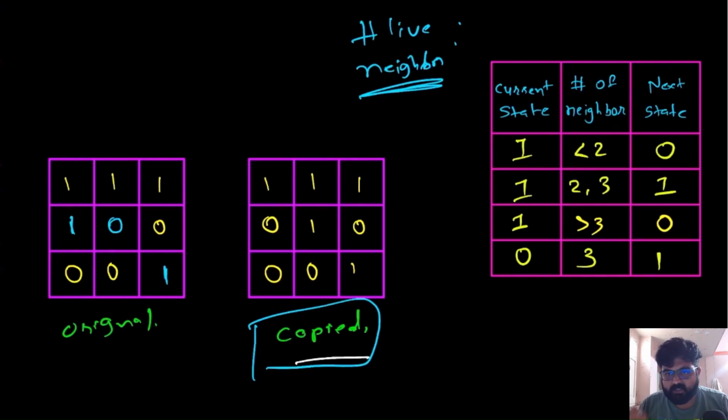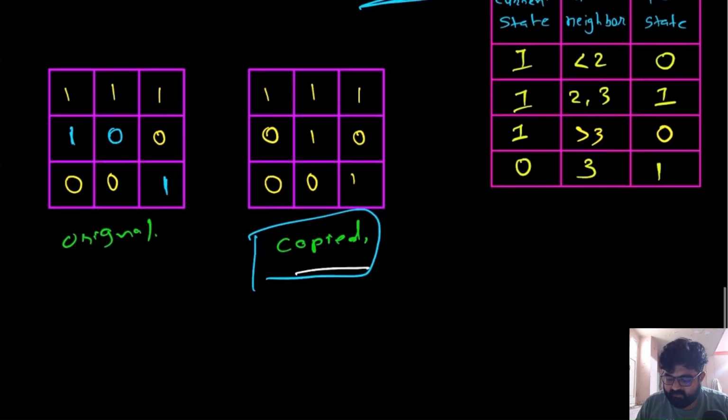Now the question is, your interviewer is going to jump in and ask about the time and space complexity of this approach. The time complexity is going to be big O of m cross n.